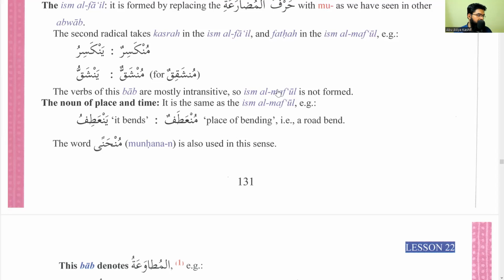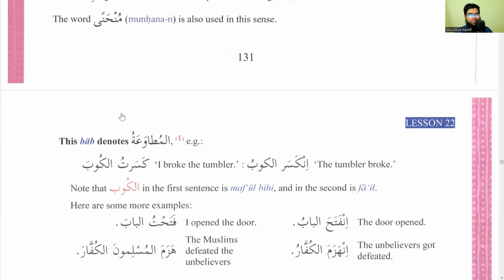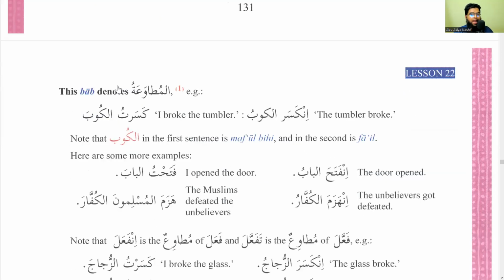Because form 7, remember, is always transitive. So there's no concept of ismul maf'ul. But ismul zaman and makan is same. Yanatifu, bends, bunataf, place of bending. Form 7, always remember, no maf'ulun bi for form 7. So it's easier in that way.